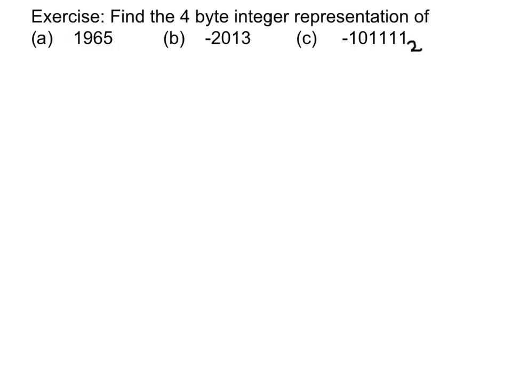Now what I'd like you to do is to pause the video and try this exercise yourself. Find the 4-byte integer representation of these three numbers. Part A is the decimal number 1965. B is the decimal number minus 2913. And C is a binary number, because you can see the little 2 written down here, and it's negative, and it's 101111.